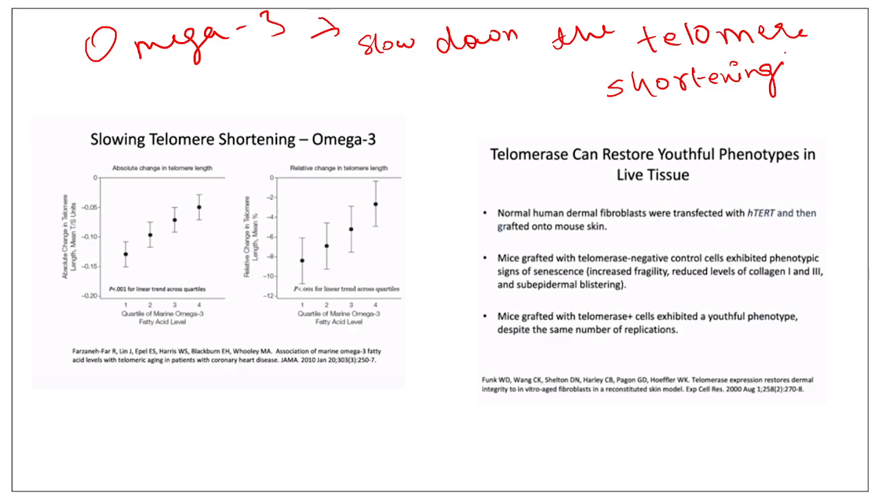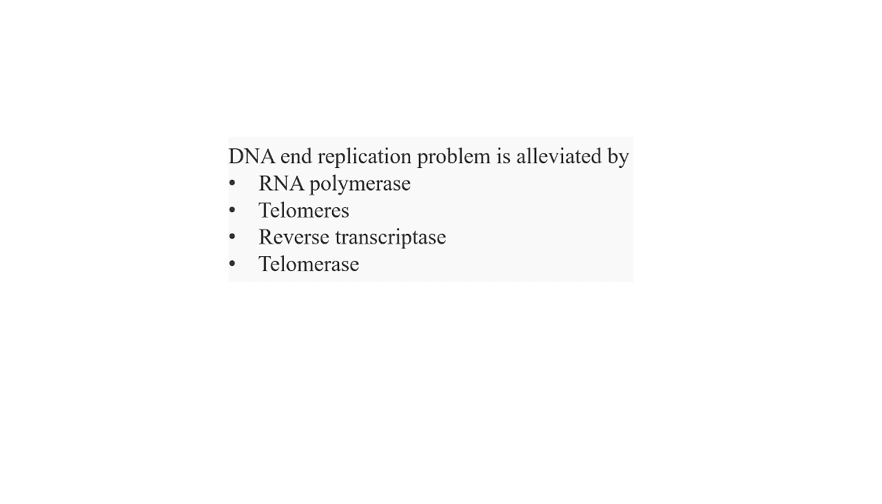Then telomerase can restore the youthful phenotype because telomerase can add the telomeres, and when telomeres are added, the cell will not age that much.